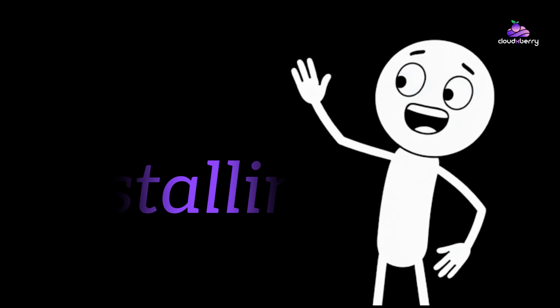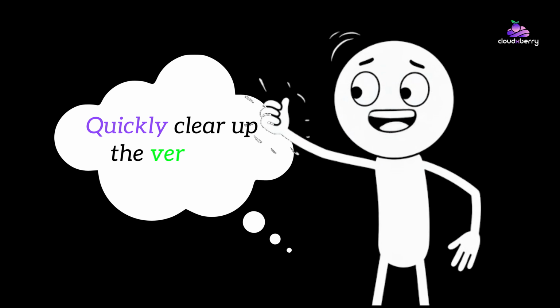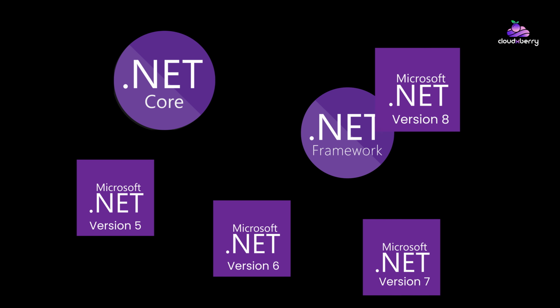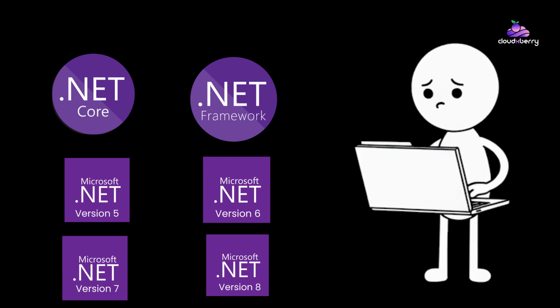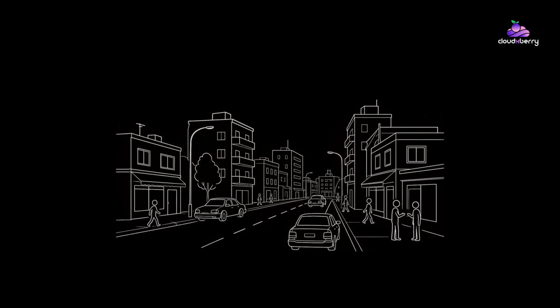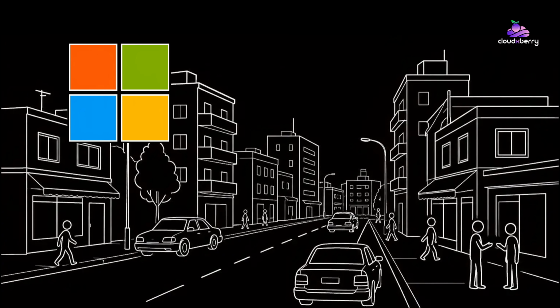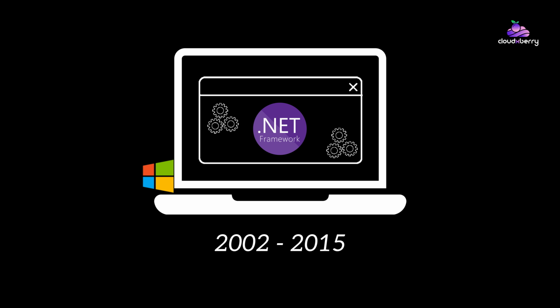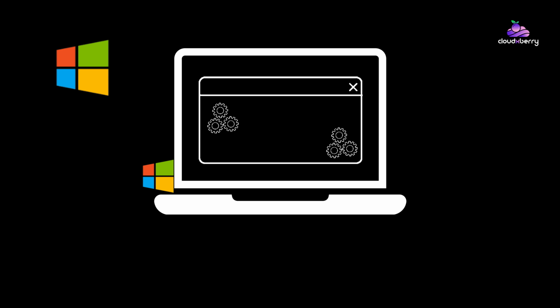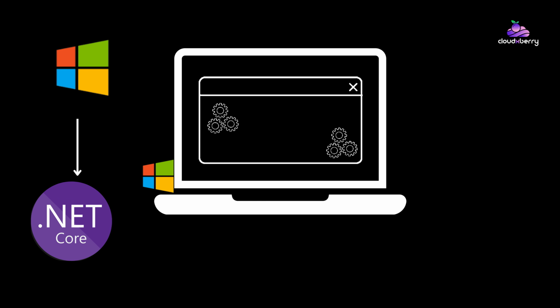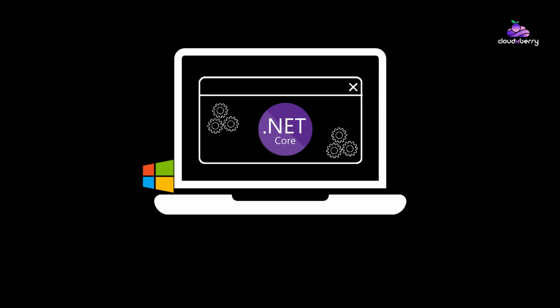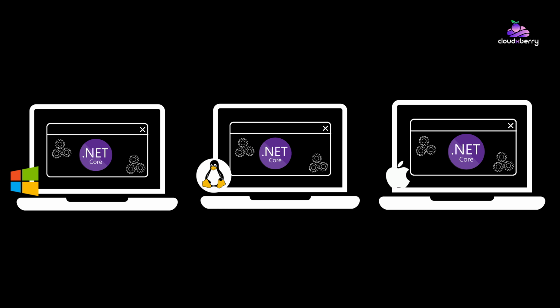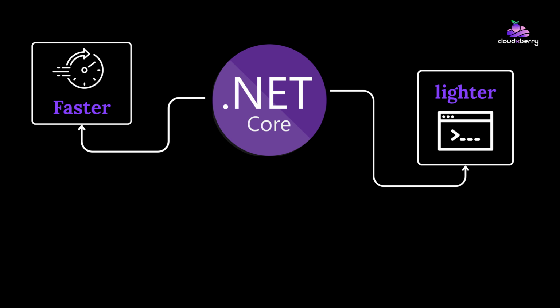And speaking of installing things, let me quickly clear up the version confusion, because the naming history is messy. Even experienced developers get confused by this. So in the early days, Microsoft created something called .NET Framework. It only worked on Windows, and for a long time, that was the only option. Then later, Microsoft built something new called .NET Core. This was a big deal because it worked on Windows, Linux, and Mac.